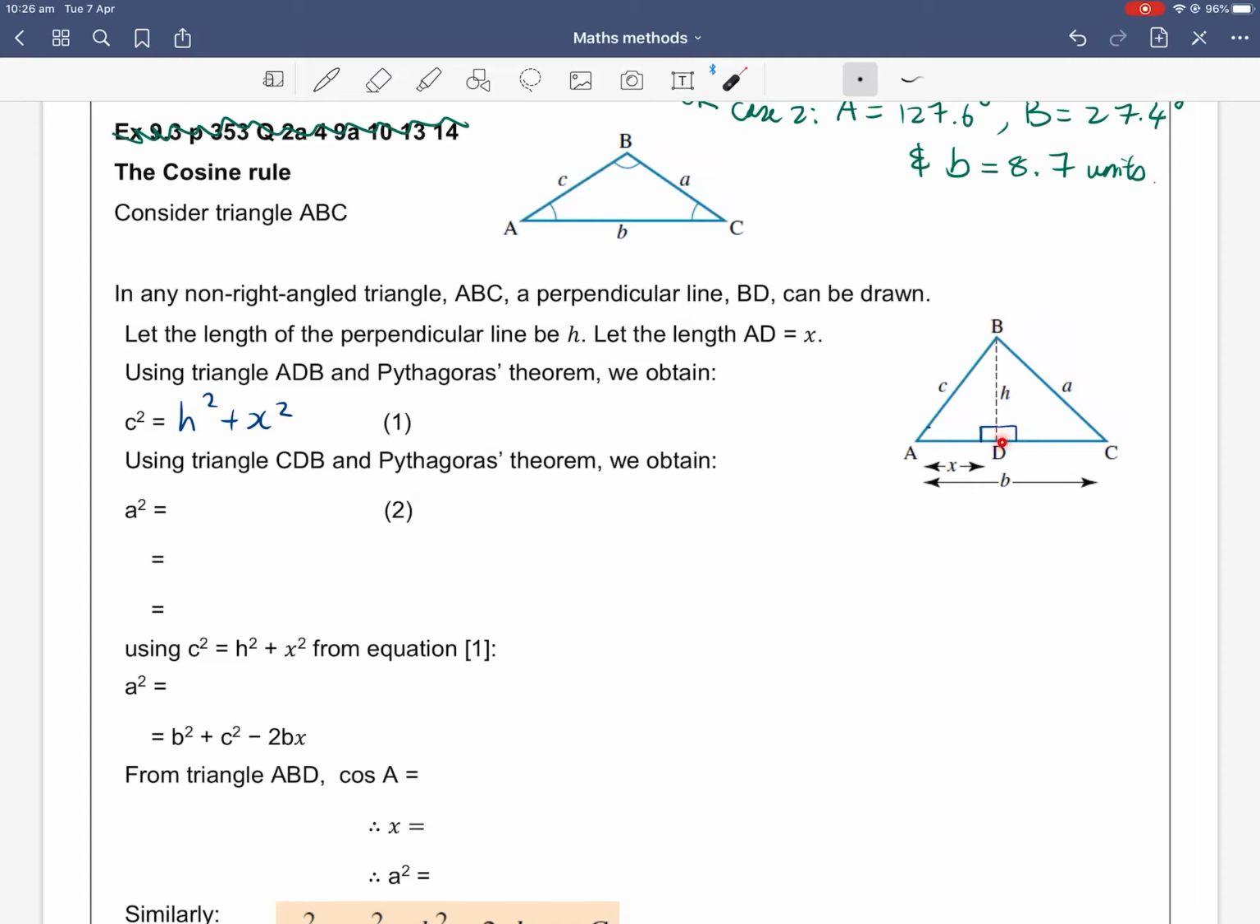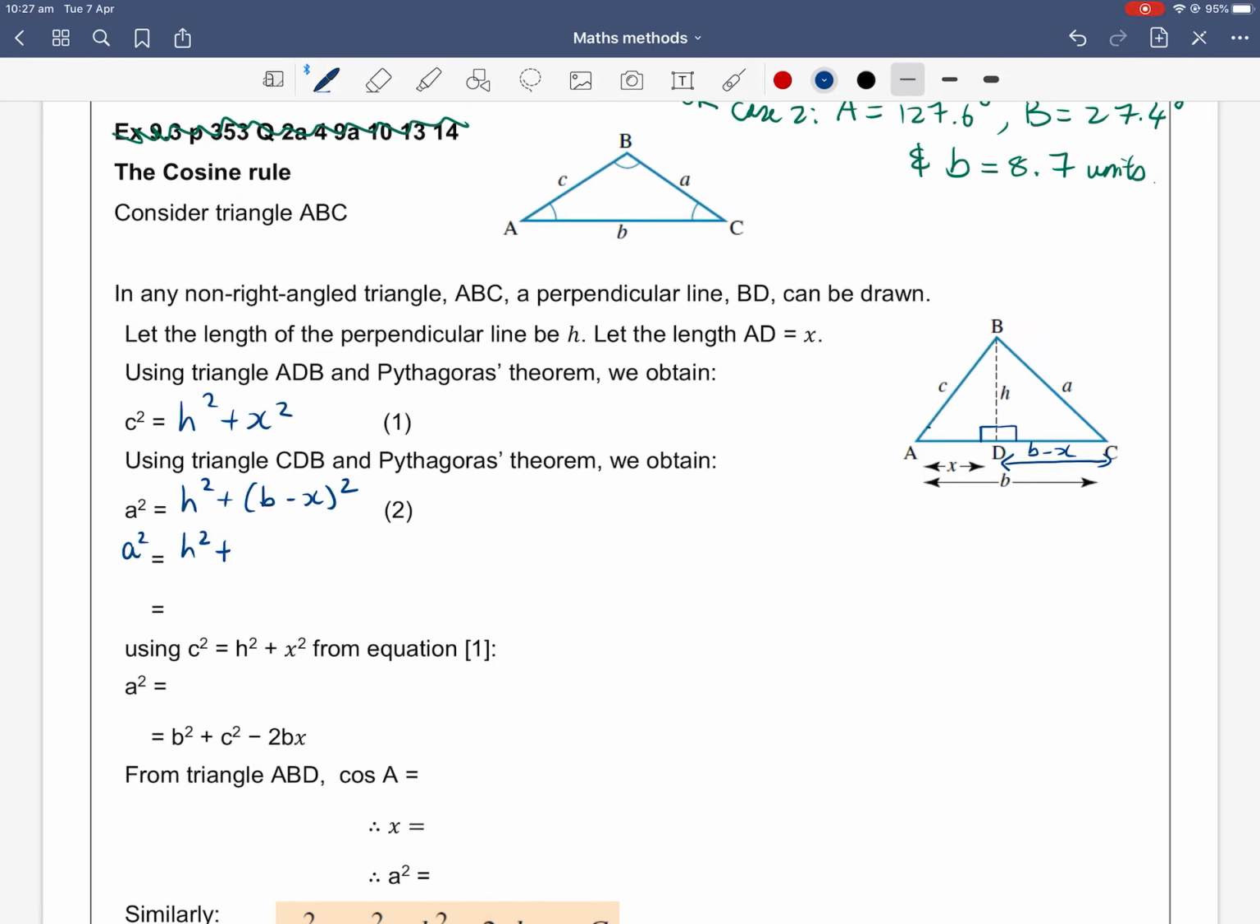Now, if we consider the right-hand side, a right-angled triangle BDC, we have the hypotenuse a, and we have a side length h, that was the perpendicular height. On the bottom, DC can be written as b minus x, because the total length of AC is b, because that's opposite the B angle, and AD was x, so by subtraction we get b minus x. Again, because it's a right angle triangle CBD, we can apply Pythagoras' theorem. So a squared, hypotenuse squared, is h squared plus (b minus x) in brackets all squared.